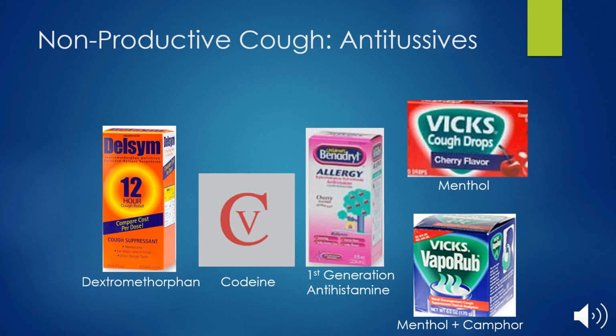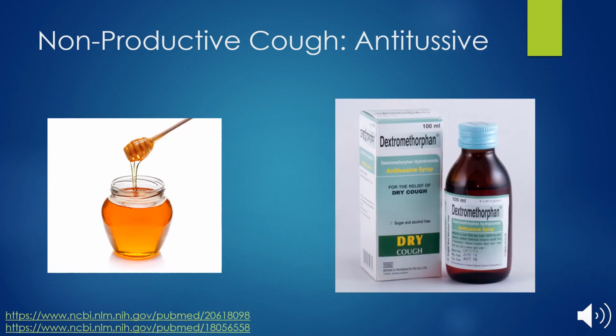Additionally, you could use menthol cough drops or menthol plus camphor Vapo Rub. Both of these could also be helpful in controlling non-productive cough. And also I wanted to mention, similar to the guaifenesin comparison with water, I wanted to compare dextromethorphan to honey here and reveal that in conclusion, honey seems to work probably a little bit better than dextromethorphan in controlling non-productive cough. So some patients may want to try that, and that's totally fine if they prefer that.